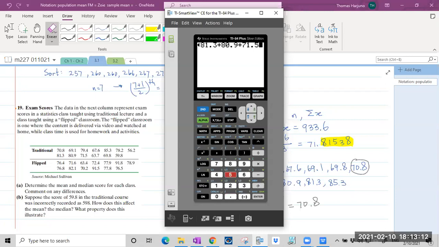71.5 plus 63.7 plus 69.8 plus 59.8. Let's see what that is. Yeah, 933.6 happens to be it. So take a look when you add on your calculator. Maybe you're missing a couple of numbers. That's how we check that.